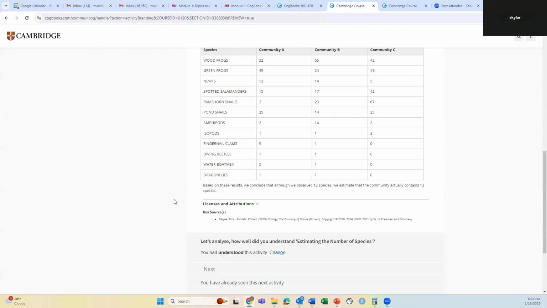Oh, are we supposed to have a text? Supposed to have a what? Sorry, I didn't catch the last part. Sorry, my mic is not working very well. Are we supposed to have a textbook? No, there is no textbook associated or assigned with this course. That's what Cogbooks takes the place of, the textbook.